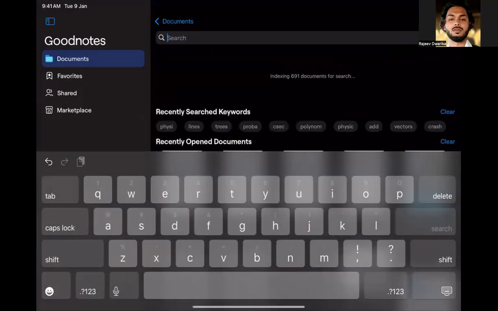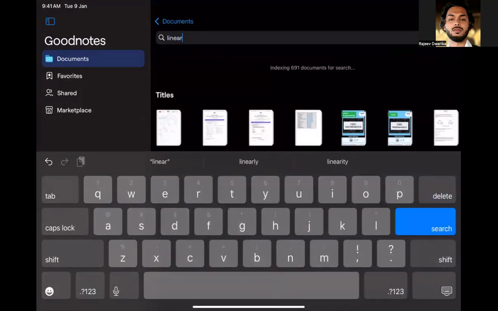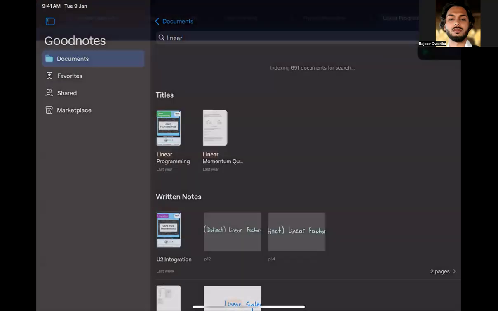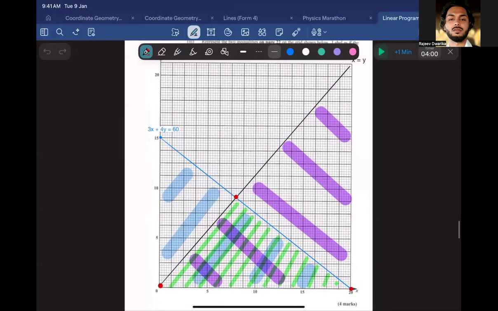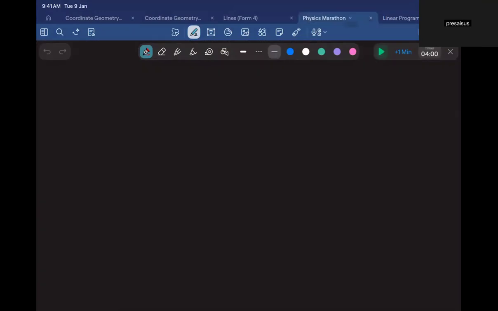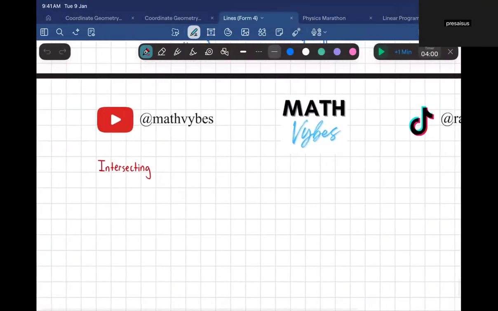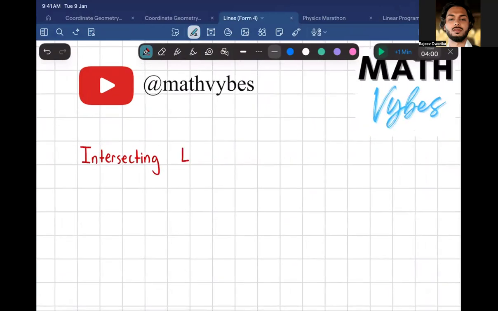So this is what we're going to start next, because this is the progression of lines. Okay, so intersecting lines.